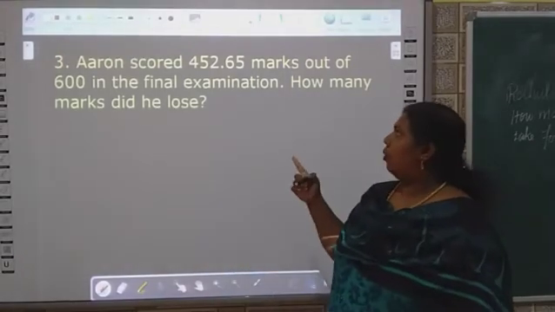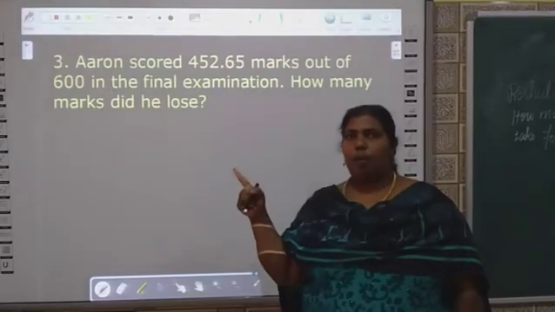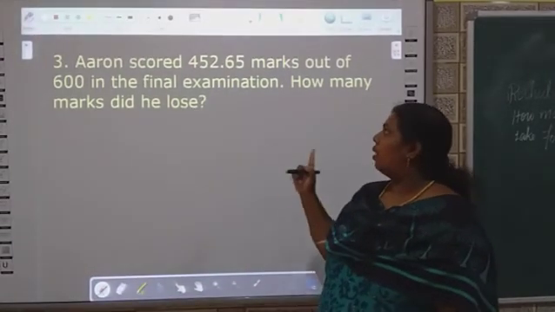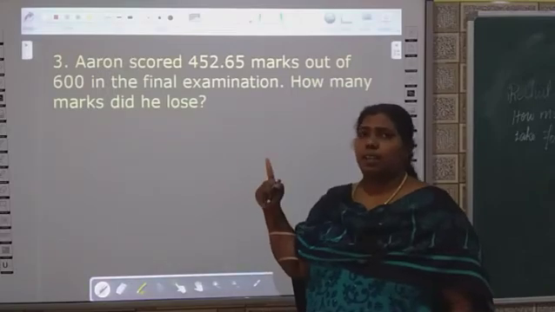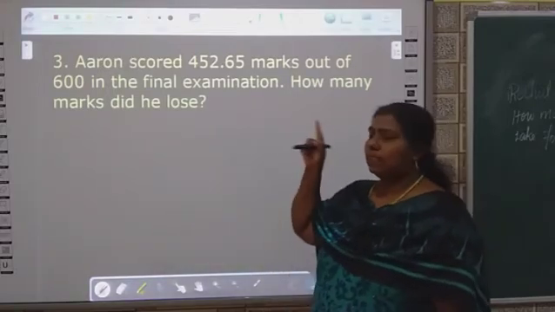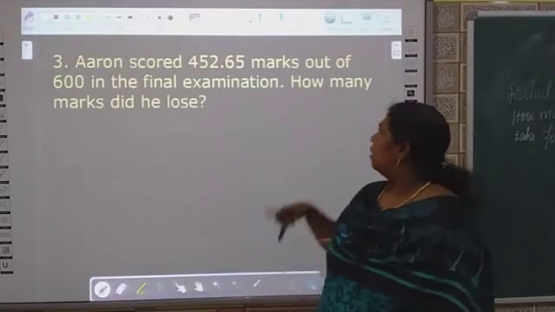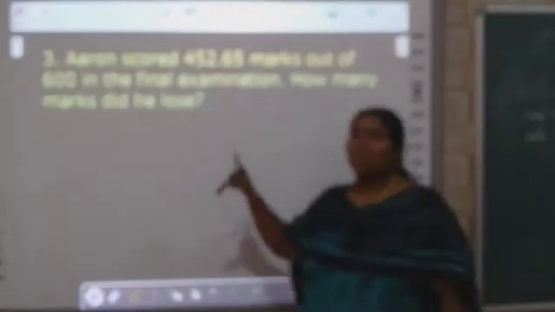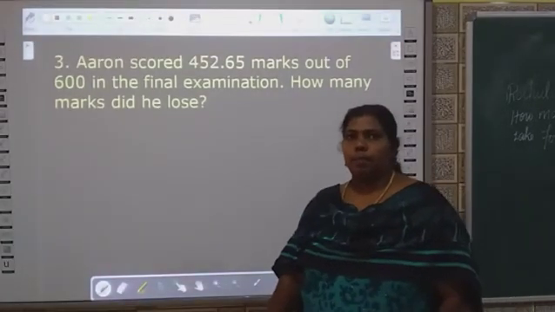Aaron scored 452.65 marks out of how much? 600 in the final examination. The final examination total mark is actually 600, but he got 452.65 marks. The question is how many marks did he lose? Which operation are we going to use here?